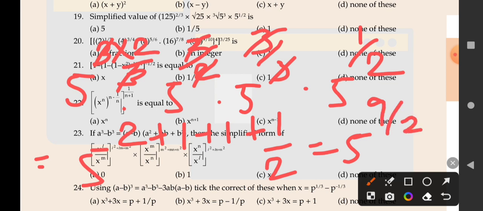Let us check the answer. Option number D, none of these. Correct.